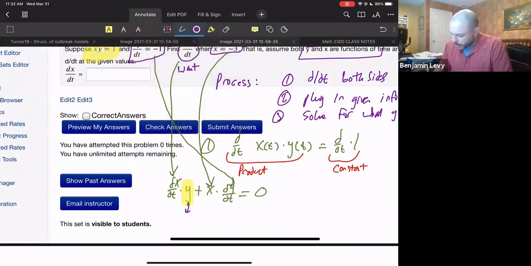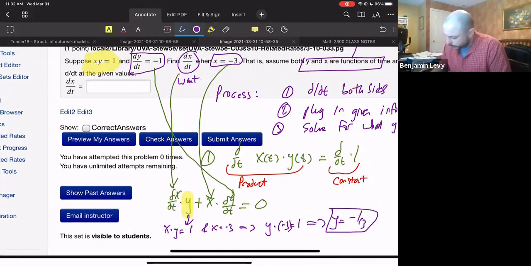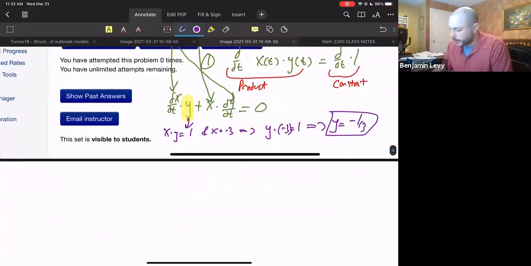So the way we find y is because we know x times y is 1. And we know x is -3. So that means y times -3 is 1. That means y is -1/3. And so we can just plug everything in. Now we have something for y, and we can plug things in and find what we want, right?